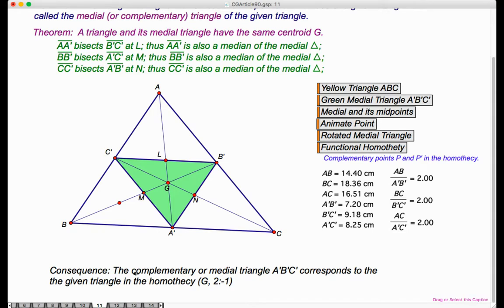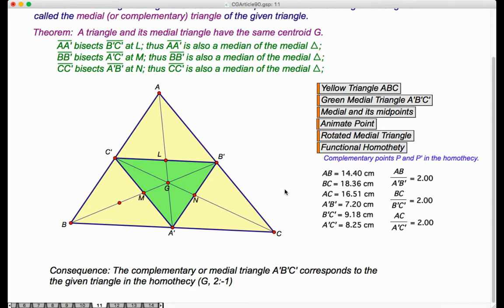And definitely the homothecy is okay. The complementary or the medial triangle A prime B prime C prime corresponds to the given triangle, the yellow triangle, in the homothecy with center G, and the ratio is 2 is to -1. The -1 tells us that it has a different orientation with rotation, okay? Otherwise, it's just 2. Okay, 2 is to 1 or 2 is to -1, okay? And -1 is for emphasis purposes.